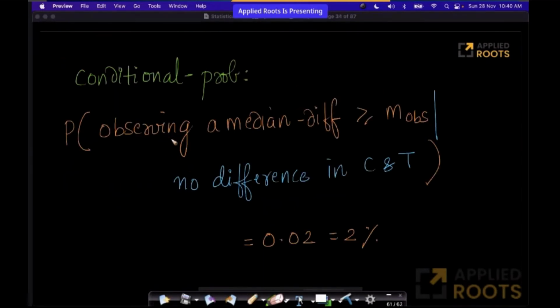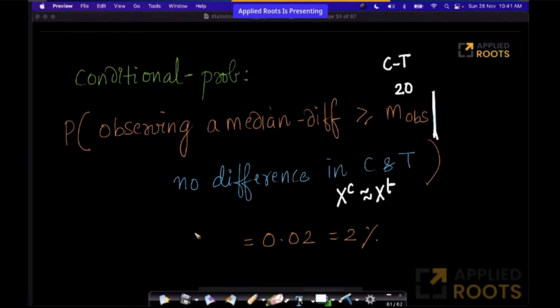Now, our question is this. What is the probability of observing a median difference of greater than or equal to 20? This is the median difference which is observed. What is the probability of observing a median difference of greater than 20, which was the actual observed between control and treatment, conditioned on the fact that there is no difference between control and treatment? This is a conditional probability. You probably learned it in your 11th and 12th class or your undergraduate days. So this is the same as saying your XC is very similar to XT. This is a probability. Now, how do we obtain that probability?